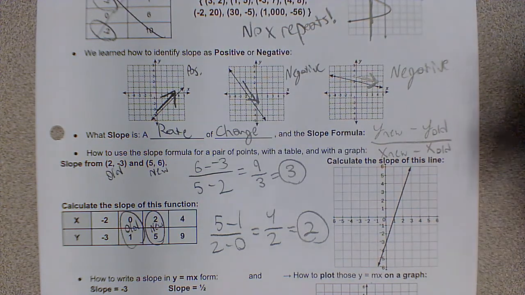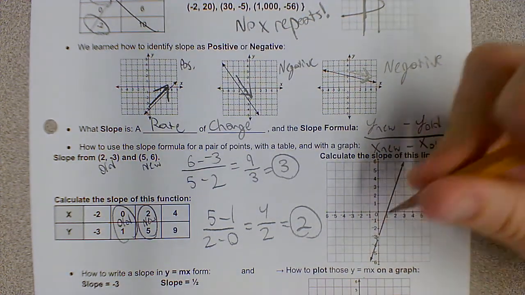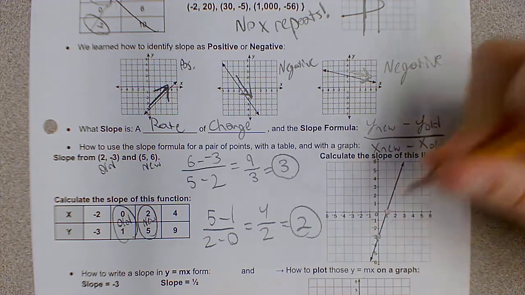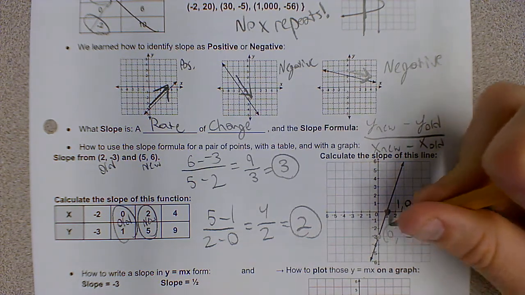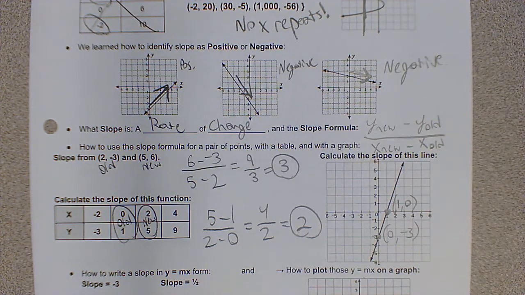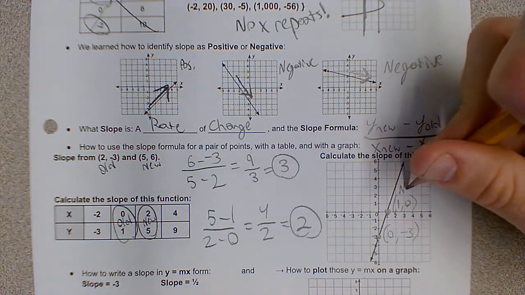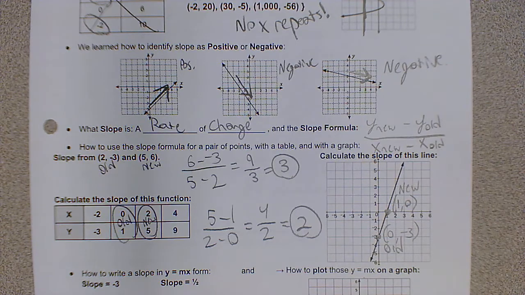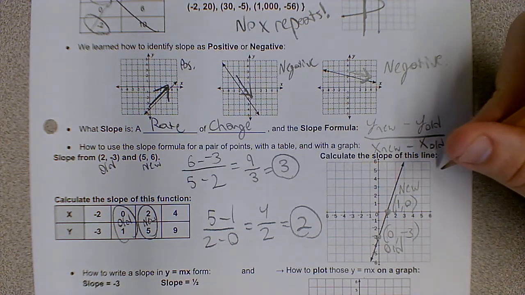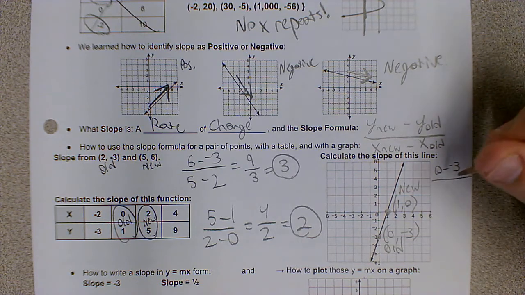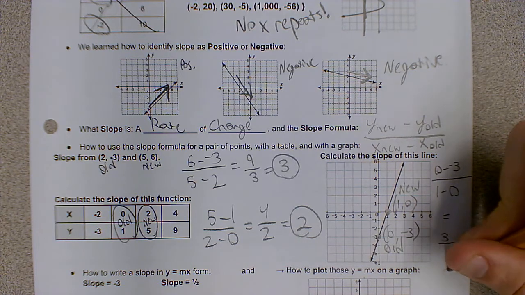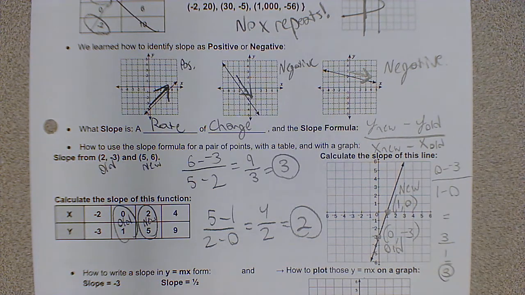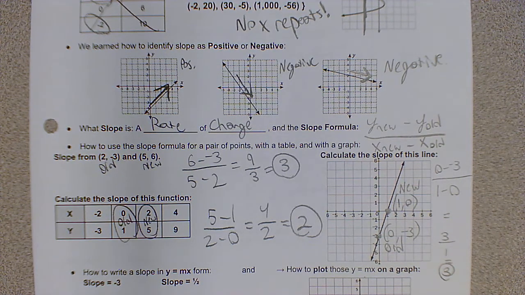Lastly, on this graph right here, I'm going to plot 2 points, here and here. This is going to be 1, 0. This is going to be 0, negative 3. I'm going to call this my new point. This is going to be my old point. So I'm going to do 0 minus negative 3 over 1 minus 0. This equals out to 3 over 1, or 3. So 3, 2, 3. You got to know how to apply the slope formula to solve these kinds of questions.